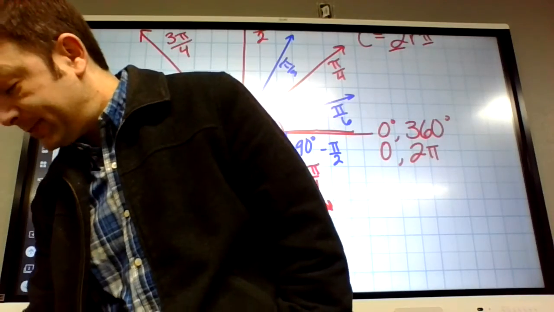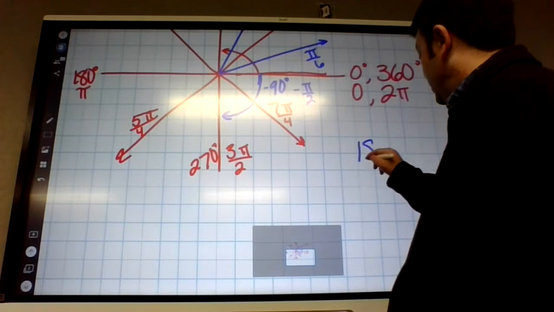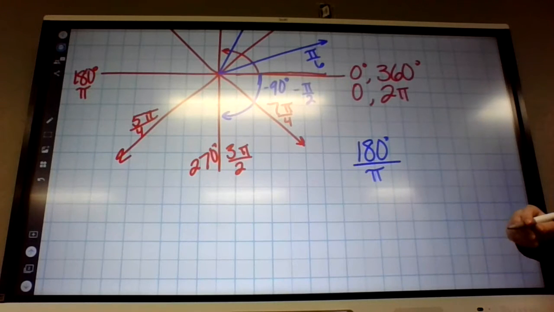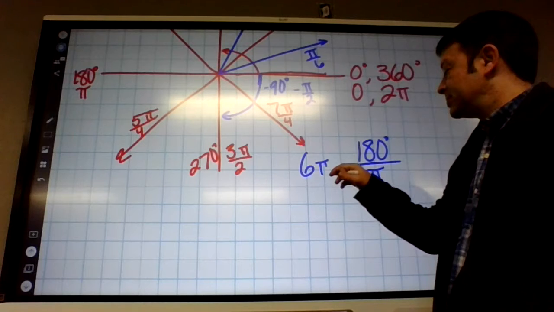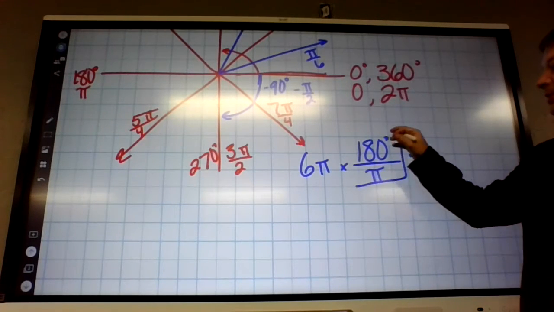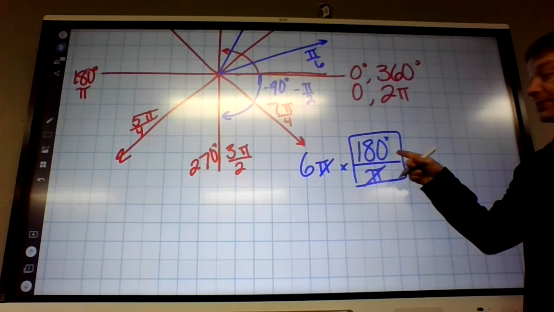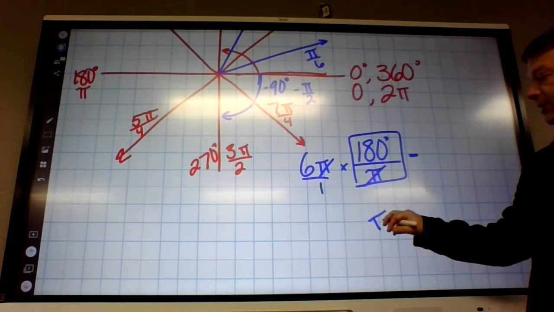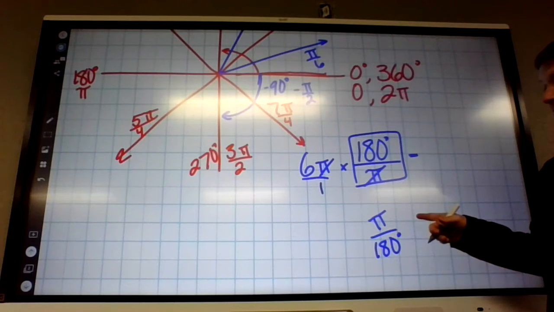I think that's all we need. So 180 degrees is the same thing as pi radians. If you want to change radians into degrees, this is your converter. It divides out the pi's, those cancel out, and it multiplies into degrees. Or if you want to go the other way, you just flip it upside down. This divides out the degrees and multiplies into radians.